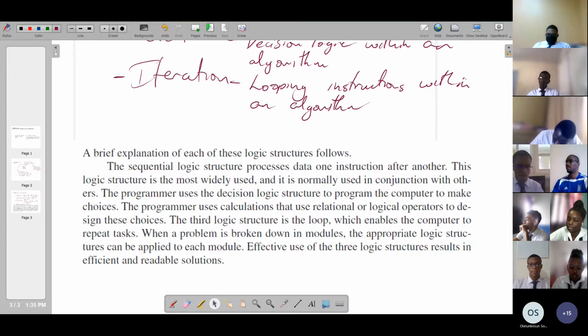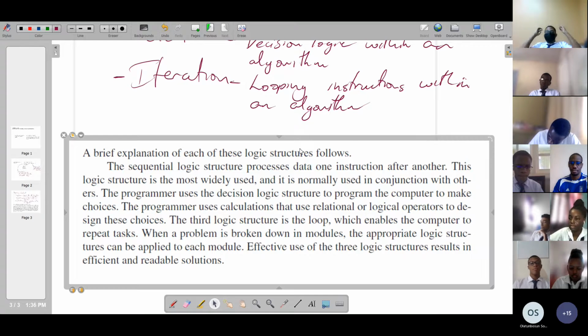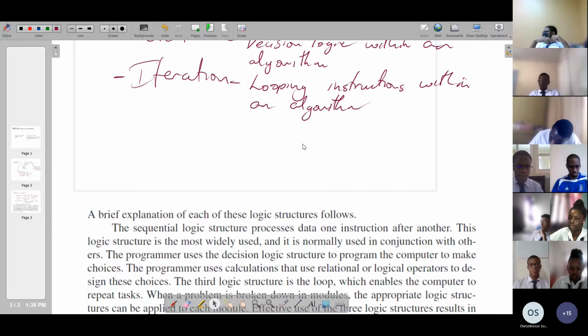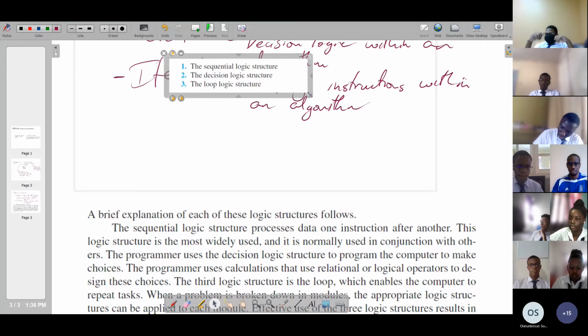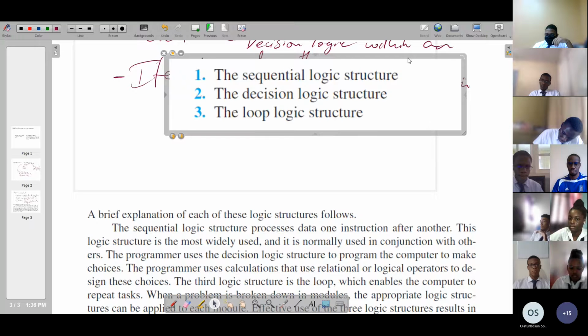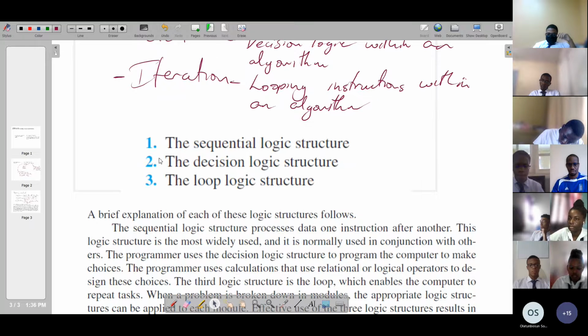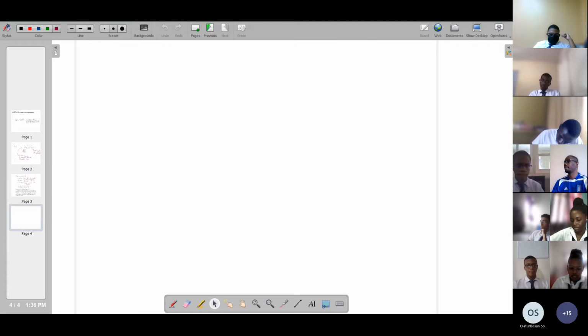All right. Let me put the names of them here as well. I didn't copy the names, so I'm putting them inside here. Okay. We're going on.